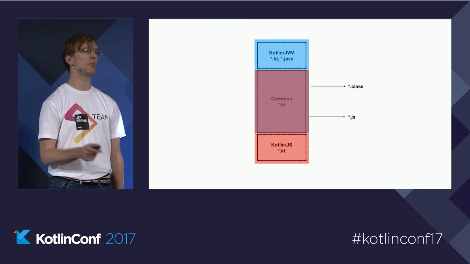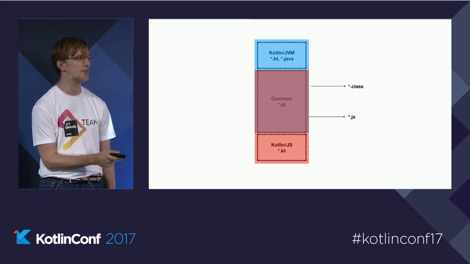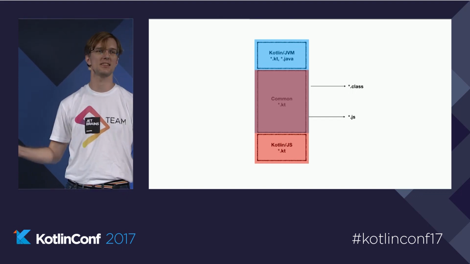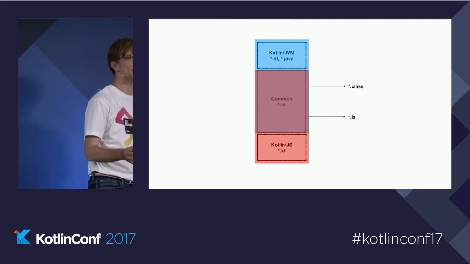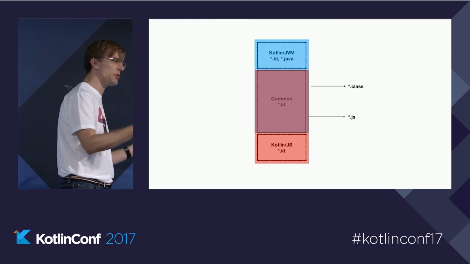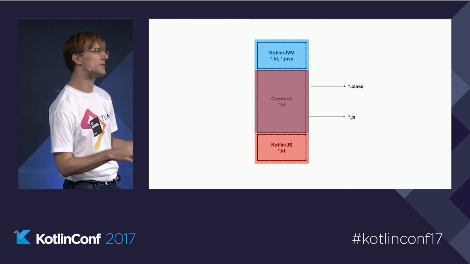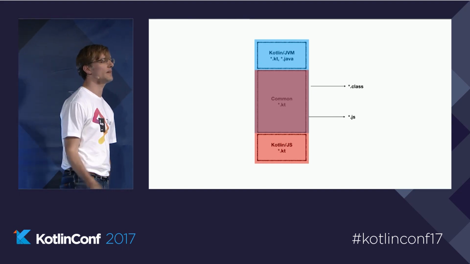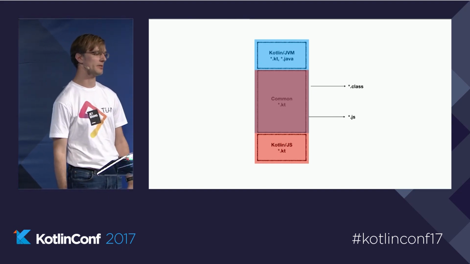Note that you cannot compile common code by itself, because there is no target to which it can be compiled. It can be compiled to any target together with the corresponding platform-specific code, but by itself, it's just declarations. It doesn't make any sense. And this will become important when we start talking about libraries.